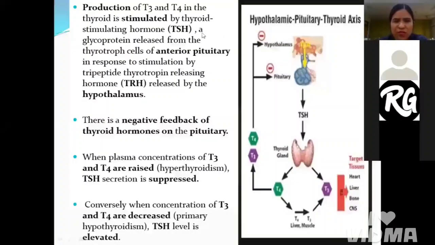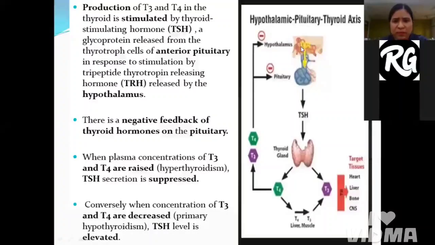So production of T3 and T4 in the thyroid is stimulated by thyroid stimulating hormone, which is secreted from the thyrotroph cells of the anterior pituitary in response to TRH, that is thyrotropin releasing hormone. So first, thyrotropin releasing hormone is secreted. It is a tripeptide secreted from the hypothalamus, and it binds to the receptors on the anterior pituitary.